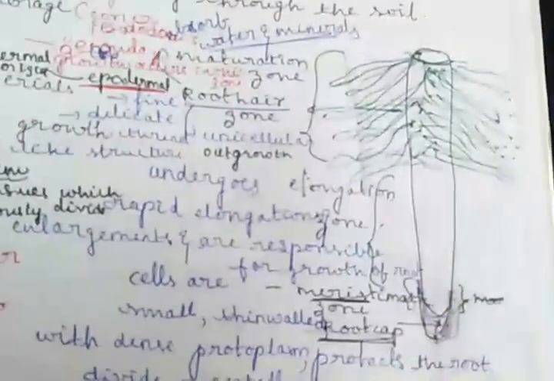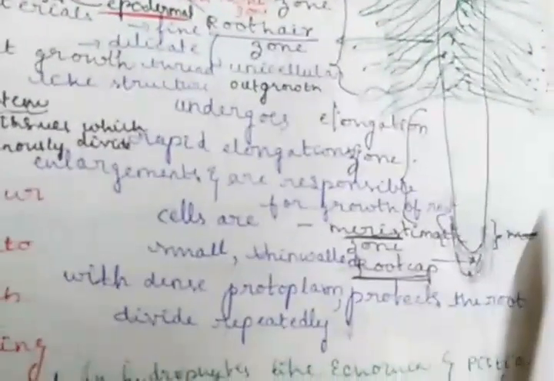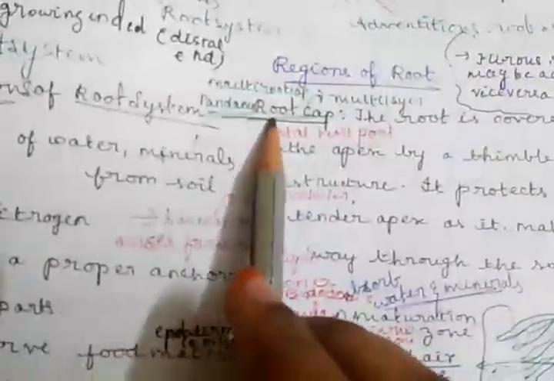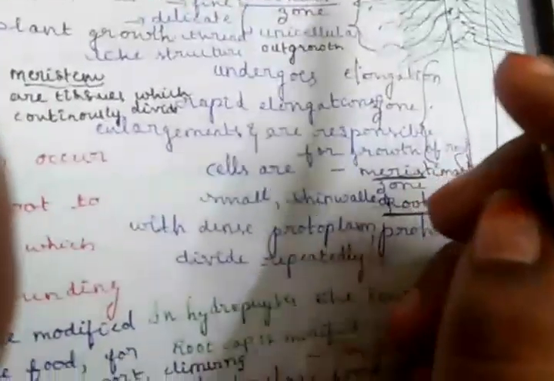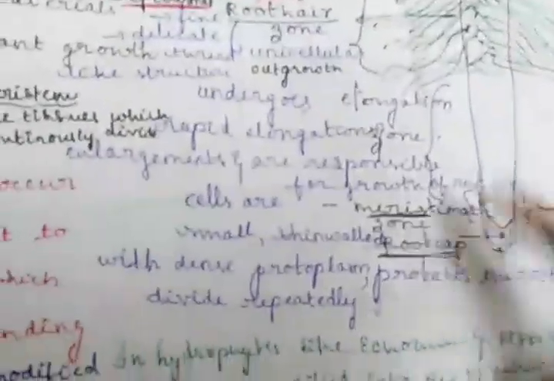Like this, you know that the root is positively geotropic. It will grow like this. This is the proximal part of the root, and this is the distal-most part of the root. If anybody asks you what the distal-most part of the root is, you should answer root cap. Next, I am going to the next part, that is the meristematic zone.